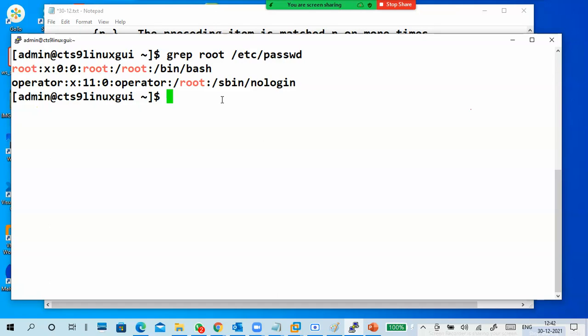Yes, sir. Okay. Next, I want to display, in the passwd file, there are several lines. I want only the lines which have the word admin. How to put it? grep admin.